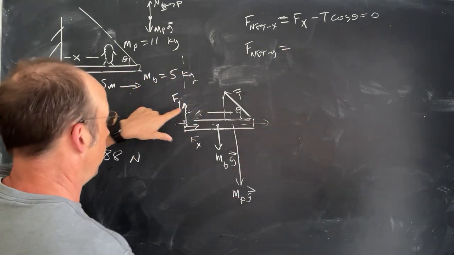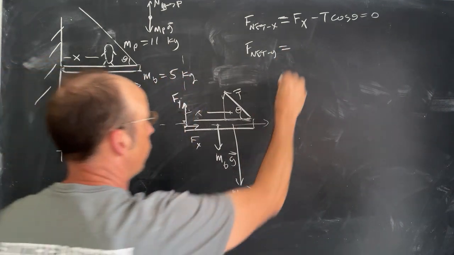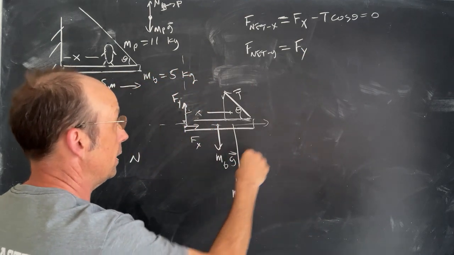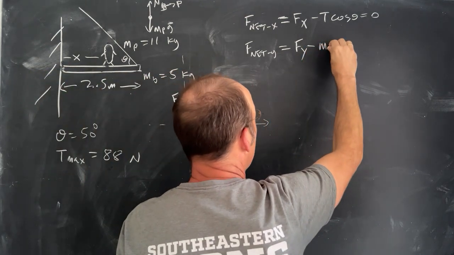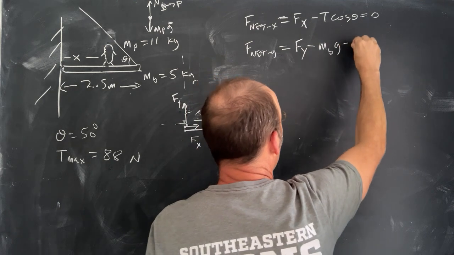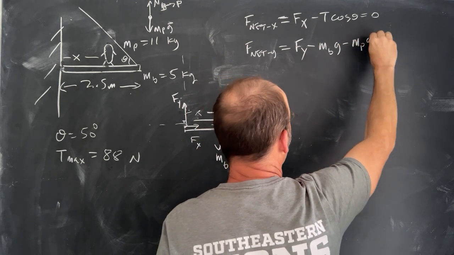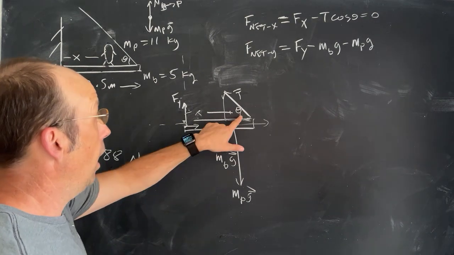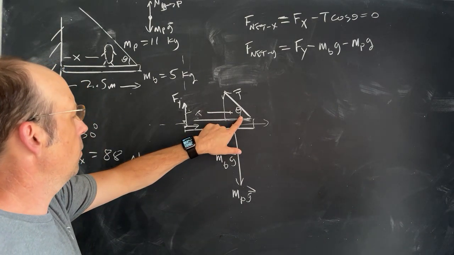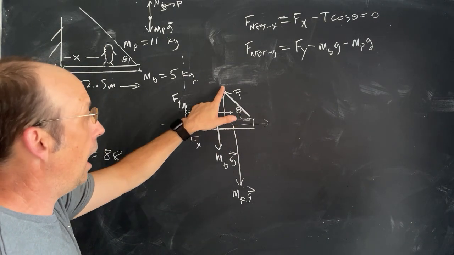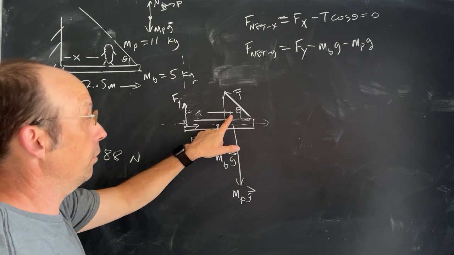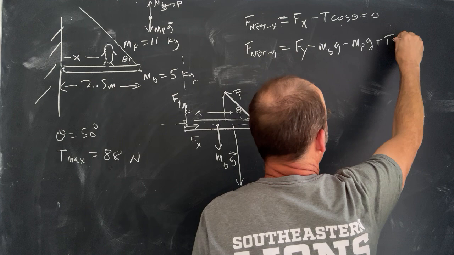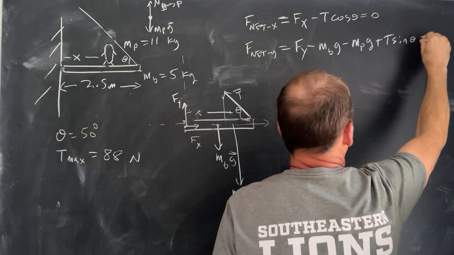What forces are in the y direction? We'll have this force, Fy. And then I have these two forces pushing down. So minus mass of the board times g, minus mass of the penguin times g, because they're in the negative y direction. And then finally, I have a component of the tension. So that's going to be equal to the opposite side of this right triangle. So we're going to use the sine. Plus T sine theta equals 0.